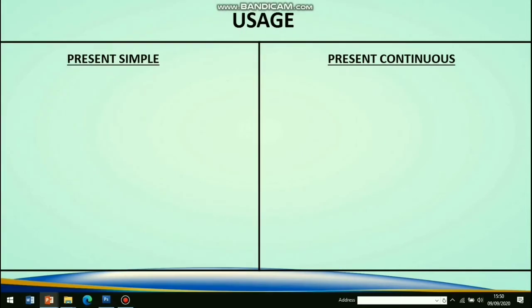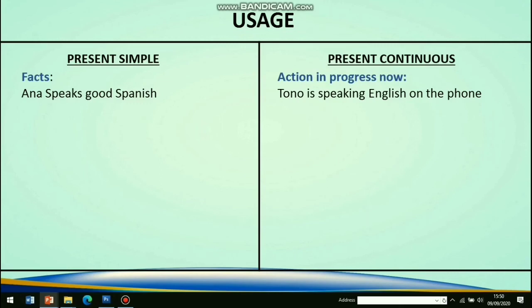Okay, let's look at the usage of present simple and present continuous. Present simple is used to talk about facts, as I have explained before. For example, Anna speaks good Spanish. Present continuous is used to talk about actions in progress now or actions in progress at the time of speaking. For example, Tono is speaking English on the phone. It means that right now, at the time of speaking, Tono is speaking English.